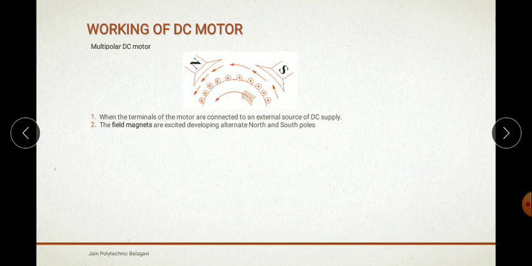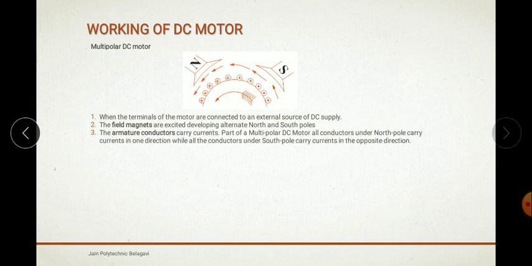When the conductor moves from one side of the brush to the other, the current in the conductor is reversed. At the same time, it comes under the influence of the next pole, which is of opposite polarity. Consequently, the direction of the force on the conductor remains the same. So the direction of the force on the conductor remains constant. This is the explanation regarding the working of the DC motor.